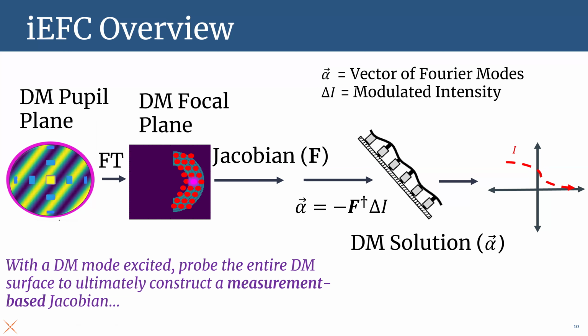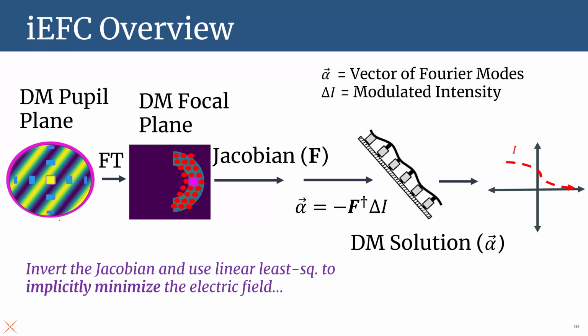So the idea behind iEFC is that you apply a sine wave to your DM, and then you apply your pairwise probes to recover a wavefront measurement on the DM surface. And ultimately, you do this for a series of probes shown with these red dots in the second image. With this series of modes and probes, you construct a Jacobian. By inverting this Jacobian and using linear least squares, you can implicitly minimize the electric field within a given region of an image.